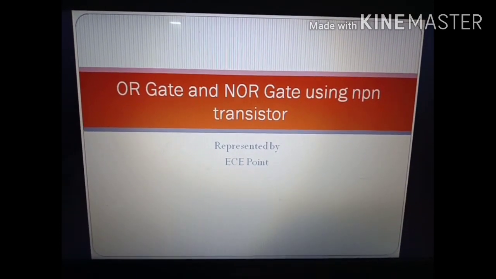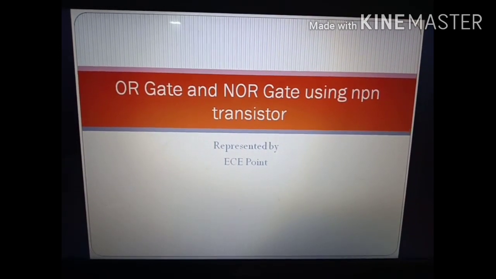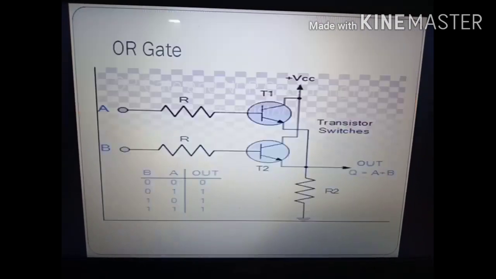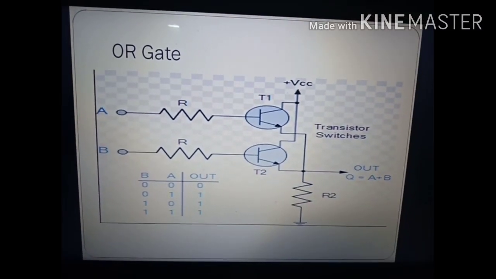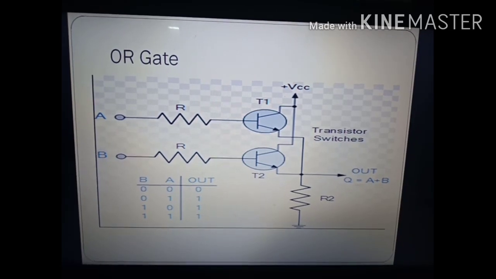Today I am going to discuss the OR gate and NOR gate circuit representation using NPN transistors. So let's start. This is the OR gate circuit representation using NPN transistors.